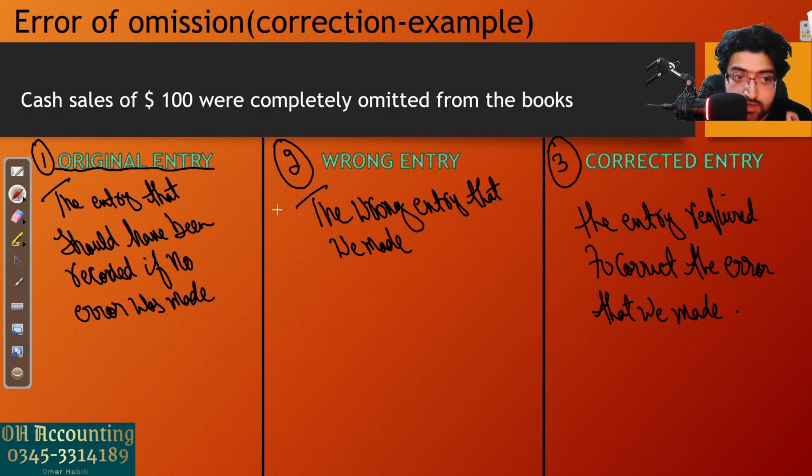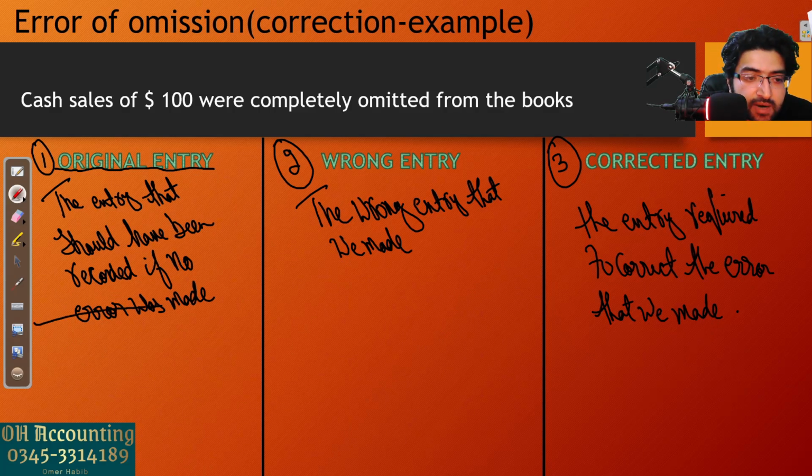I hope you understood now. Let me repeat. Here we will record the entry that should have been if no error was made. Then here we will record the wrong entry that we made by mistake. And then finally we will make the entry required to correct the error that we made. You will get an idea when we do examples of this, but I'm giving you the information regarding these three columns right now. Now let's go.